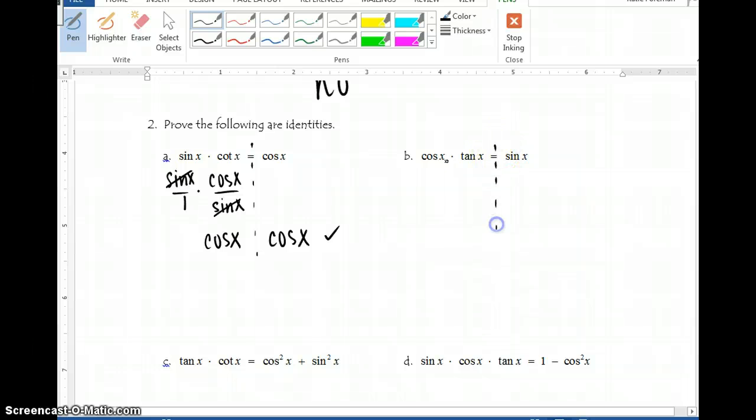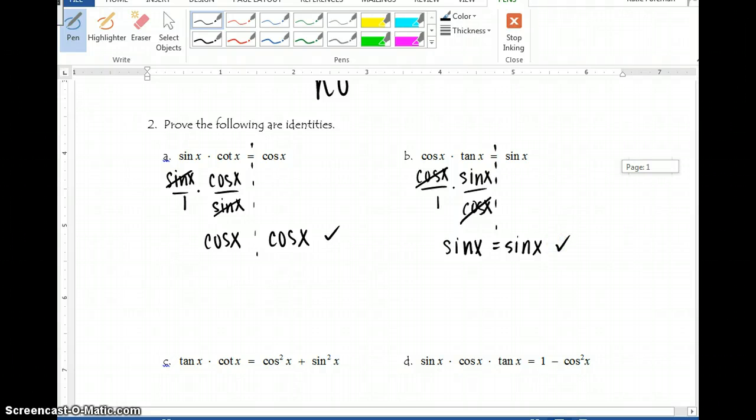B, cosine x over 1. Tangent, rewrite that as sine x divided by cosine x. They cancel each other out. I'm left with sine x on the left. We originally had sine x on the right, so we proved that.